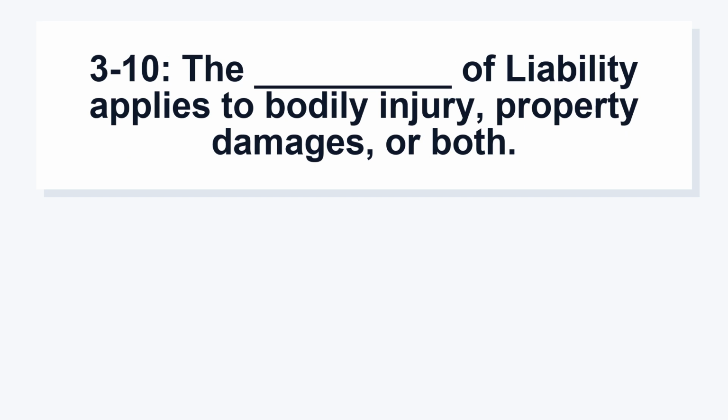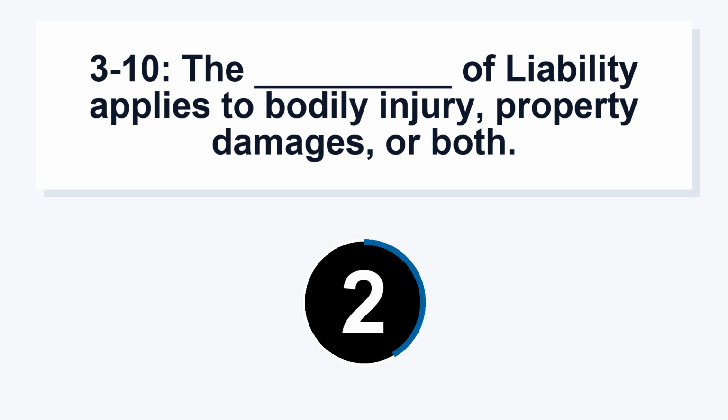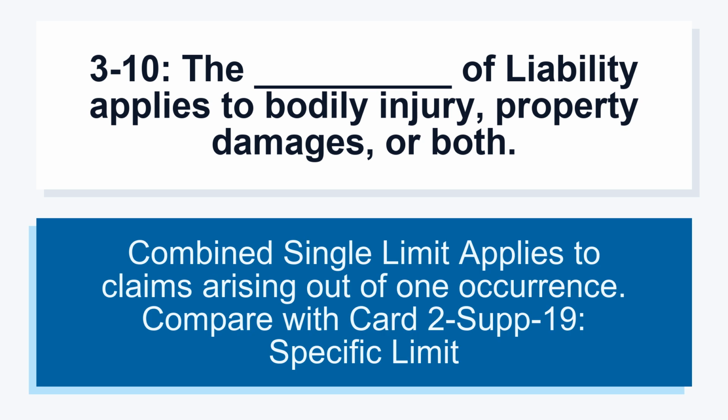3 to 10 the of liability applies to bodily injury, property damages, or both. Combined single limit applies to claims arising out of one occurrence. Compare with card 2 Sup 19 specific limit.